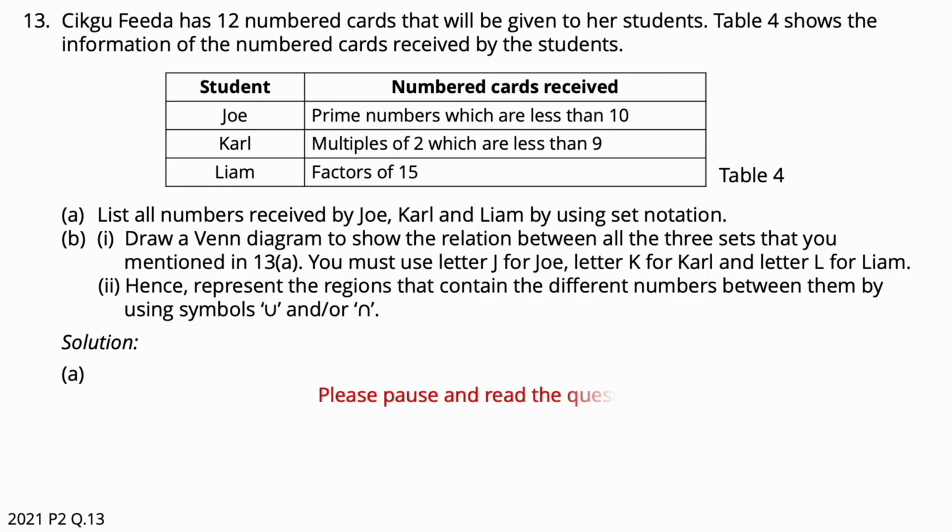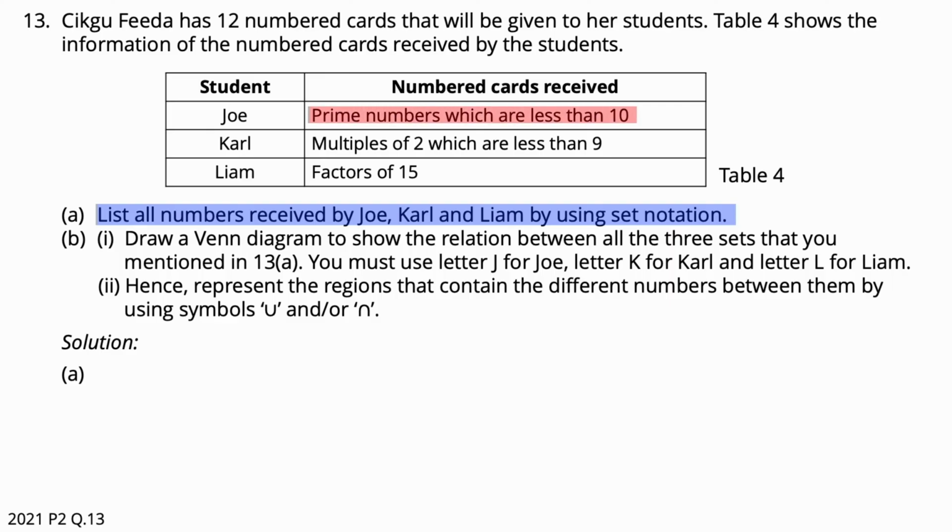Question 13. Please pause and read the question. Question A. List all numbers received by Joey, Carl, and Liam by using set notation. The number cards received by Joey are prime numbers which are less than 10. A prime number is a whole number greater than 1 with only 2 factors. The set obtained by Joey is 2, 3, 5, and 7.